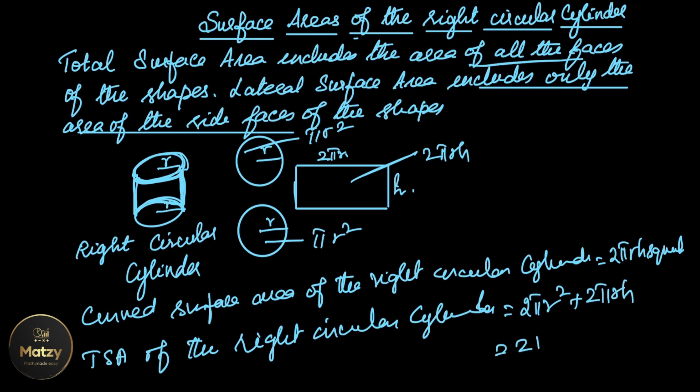If you take 2 pi r as common, it is 2 pi r into r plus h square units. So the total surface area of the right circular cylinder is equal to the curved surface area plus 2 pi r square units.